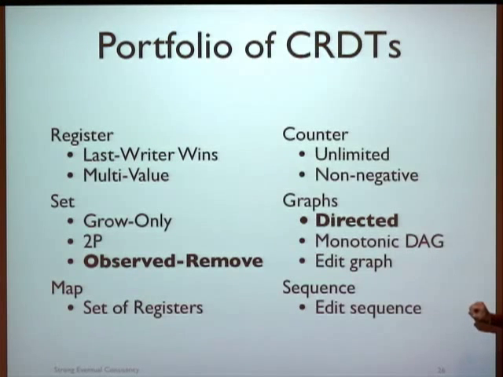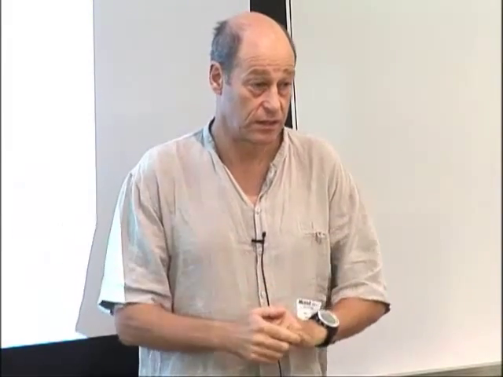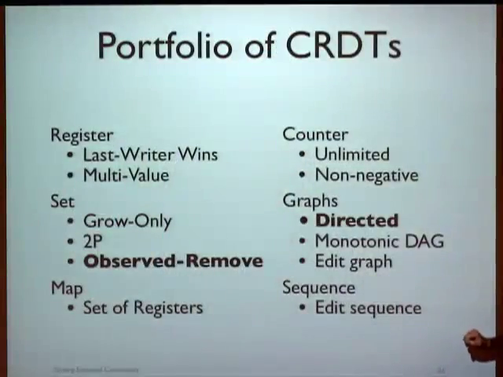We were looking for a way to do concurrent editing. So you have a sequence of characters, and you want to be able to insert and delete characters concurrently without having any conflicts. So we have an interesting data type here, which is called treedoc, but I will not go into that unless there are questions.